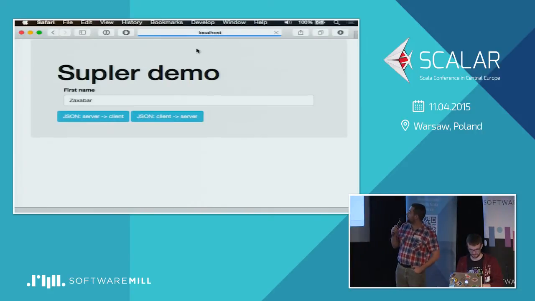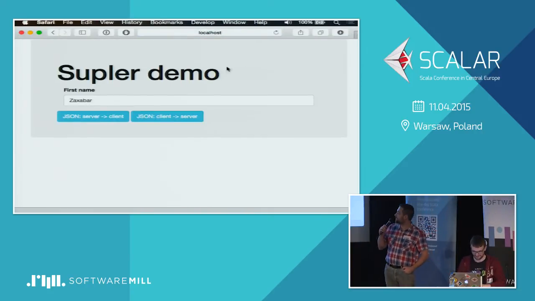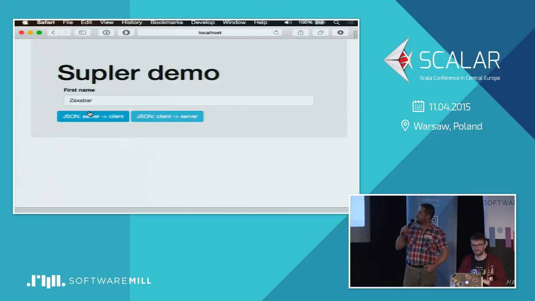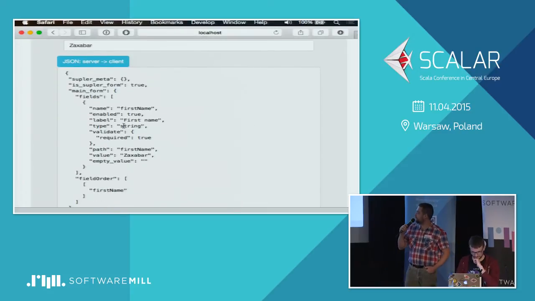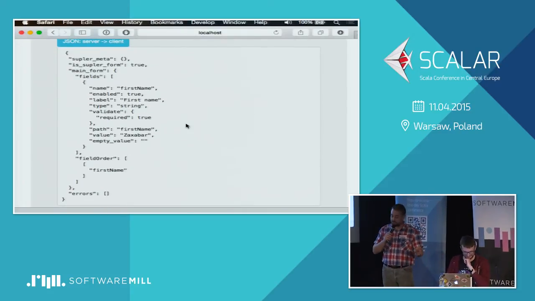Okay, so it worked. It's magic. So we see that there's a first name. It has a Zaxabar on it. So let's see how the JSON looks. The highlighting didn't work because there was a spelling mistake. Never mind, you can see pretty well. The important part is the fields.